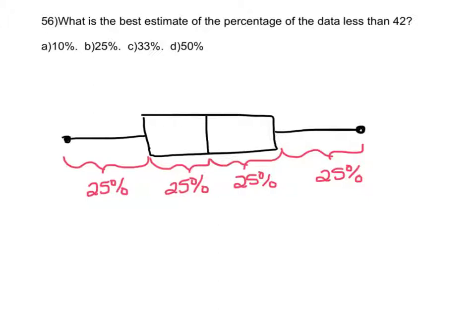In number 56, you want to estimate the percentage of data that's less than 42. Just as an overview, in a box and whisker plot, each one of these sections represents 25% of the data. So what you need to do is look at your box and whisker plot, see where 42 lies, and then look at how much of your data is less than 42 and give me a percentage that matches up with that.